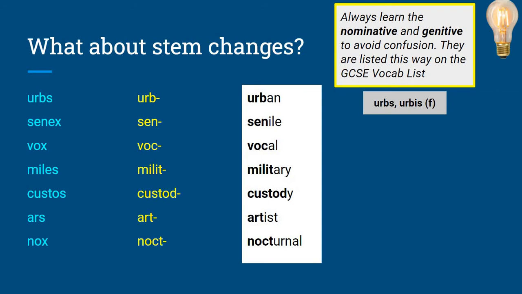A lot of these changed stems will give us words we are already familiar with in English. So here from urbs, urb, we have urban. From senex, sen, we have senile. From vox, meaning voice, voc, we have vocal. From miles, soldier, milit, we have military. From custos, guard, custod, we have custody. From ars, art, we have artist. From nox, noct, night, we have nocturnal.